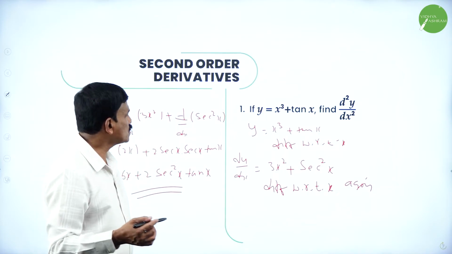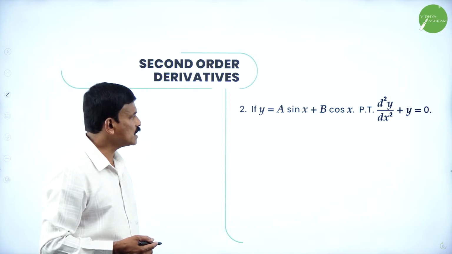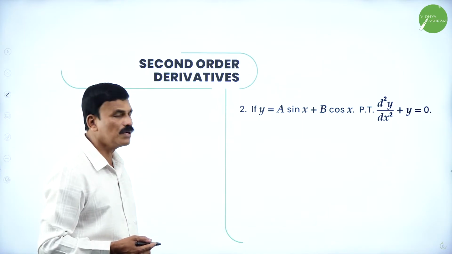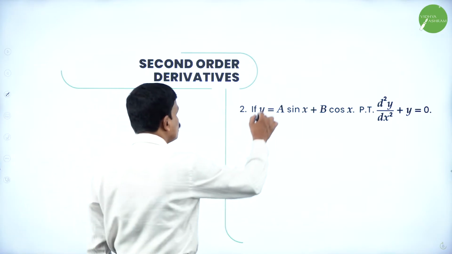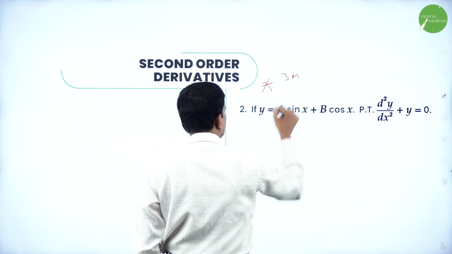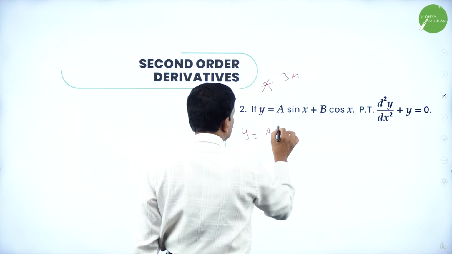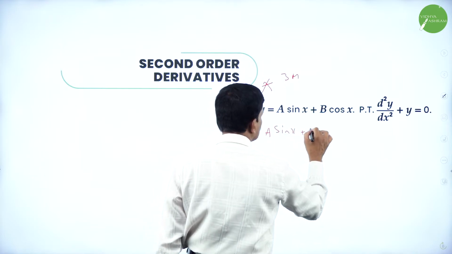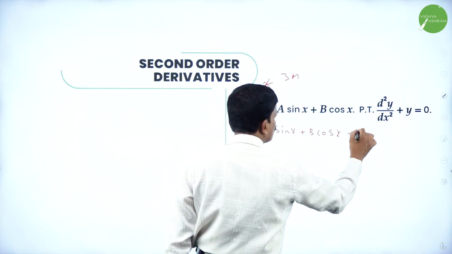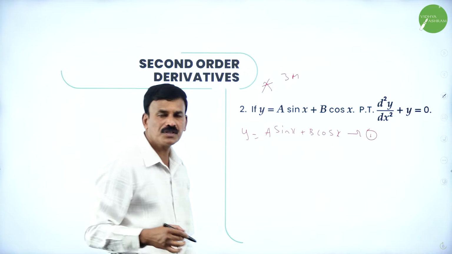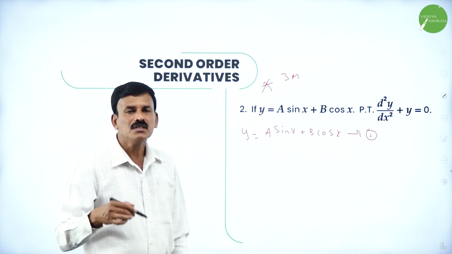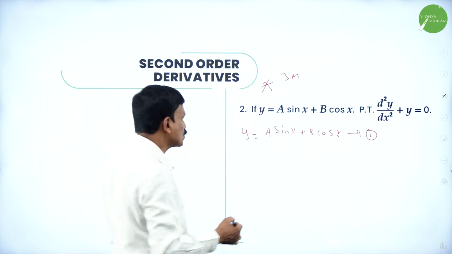Now let us come to the next problem. If y is equal to a sin x plus b cos x, prove that d square y by dx square plus y is equal to 0. This is an important problem for 3 marks. Now what is given? y is equal to a sin x plus b cos x. Let us represent this as equation number 1. As usual, differentiate, find d square y by dx square.